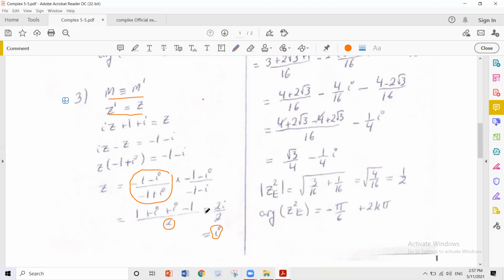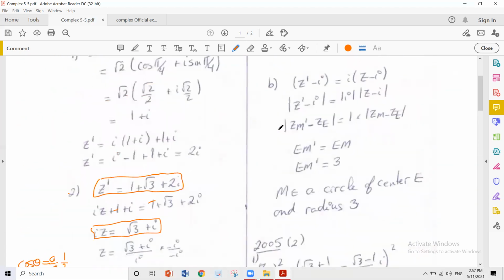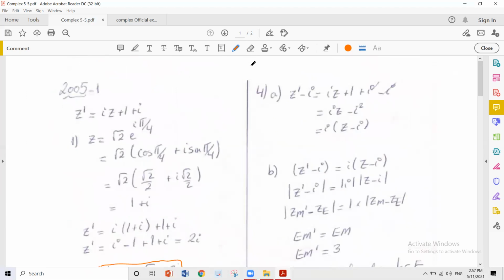Number 4, part 4? Yes, this is 4A here. Z prime minus I, replace z prime by its value: iz plus 1 plus I minus I. 1 can be written as minus I squared. So it will be I into z minus I. Done.